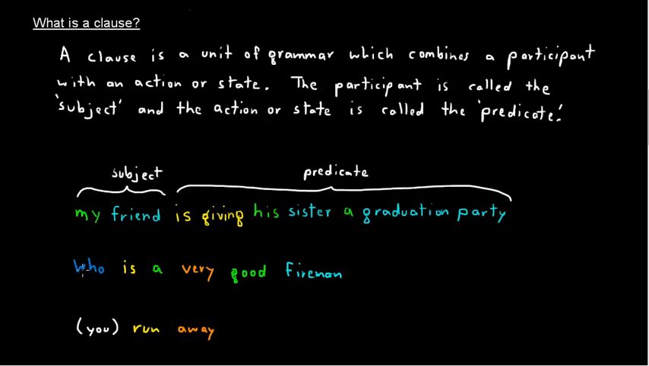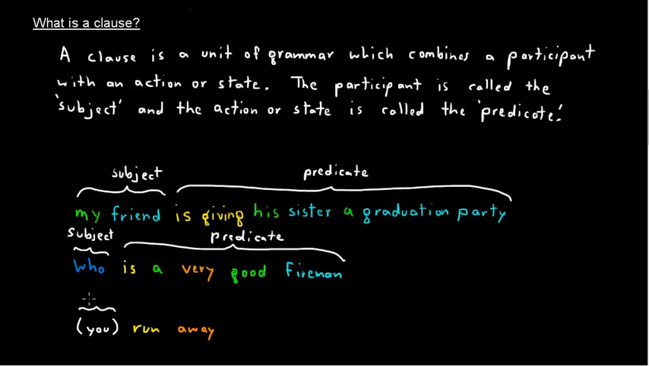Now, let's look at the next one. Who is a very good fireman? Who? And this is one of those fuzzier subjects. But who is the participant? And in this case, we're looking for a state. Is a very good fireman. So this is the predicate.